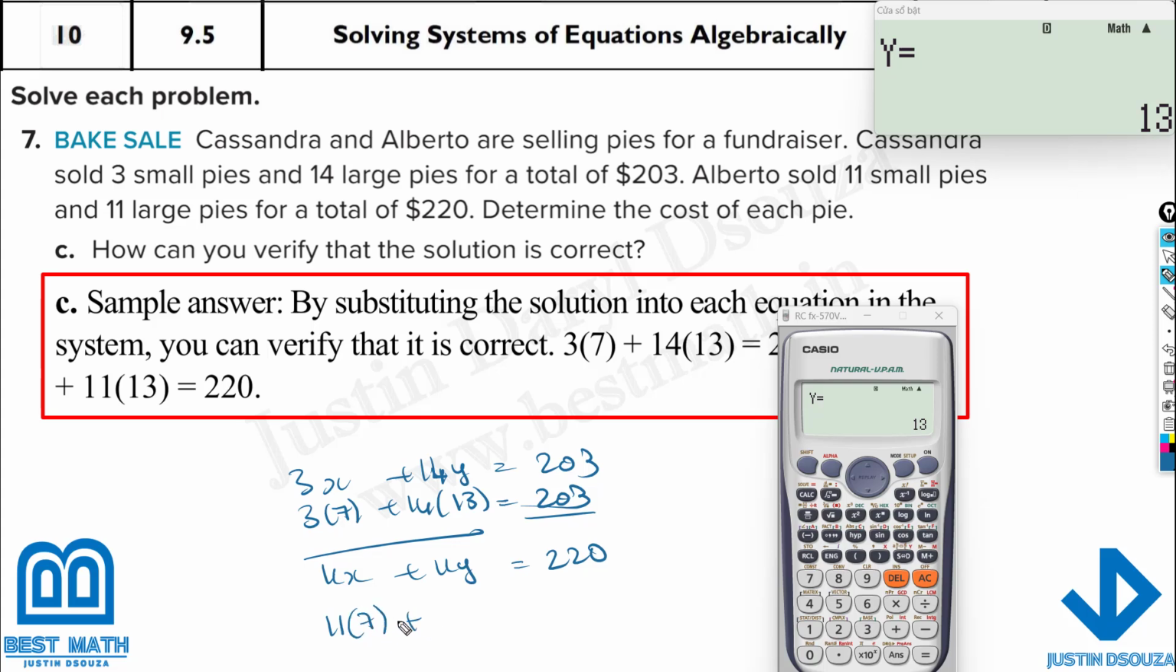And over here, it's 11 times 7 plus 11 times 13. That must be equal to 220. You can check this by yourself. They both will be equal. So therefore, we can verify, yes, our answer is correct.